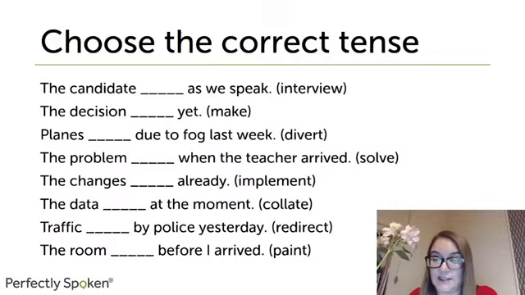So when you're deciding which tense to use, remember, look very carefully at the sentence. There might be some clues in the sentence. So, for example, if you have a look at number 3, planes due to fog last week. Last week is a big clue as to which tense you need to use. So read very carefully, see if you can correctly identify the tense, and then form the passive sentence using the verb that I have given you. So please pause the slide now and have a go at this exercise.